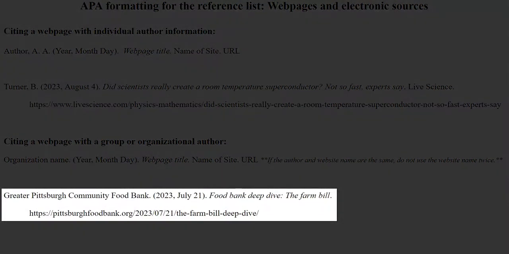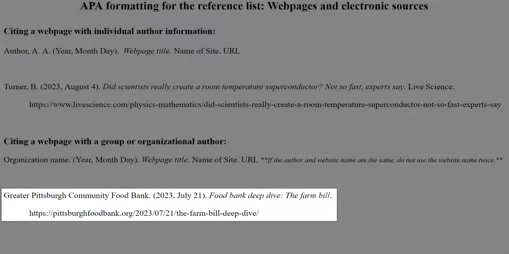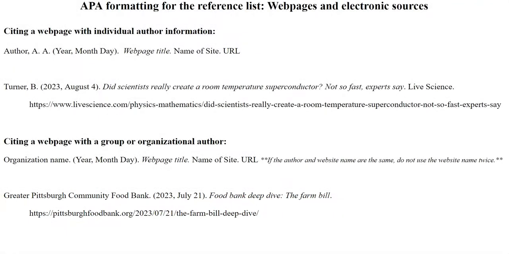Greater Pittsburgh Community Food Bank, period, parentheses 2023, comma, July 21st, period. Food Bank Deep Dive, the Farm Bill, that's in italics, followed by a period in our URL. In this case, since the author and the website name were the same, we don't need to include the name of the website twice, as we said earlier. Now, let's move on to some examples of citing electronic sources and websites with missing information.